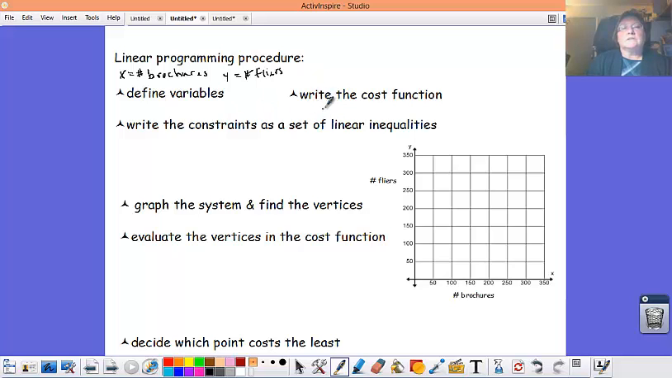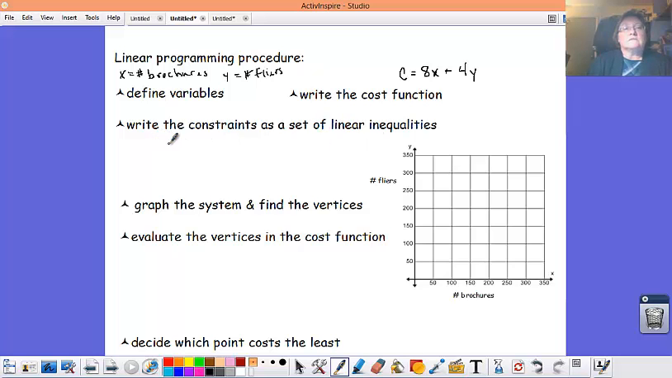The cost function, well, they gave us information on that, and I'm going to write it this way. Cost is equal to, and they told us it was 8 cents for every brochure, and we want to make x of them, and it was 4 cents for every flyer. Alright, I'm good with that.